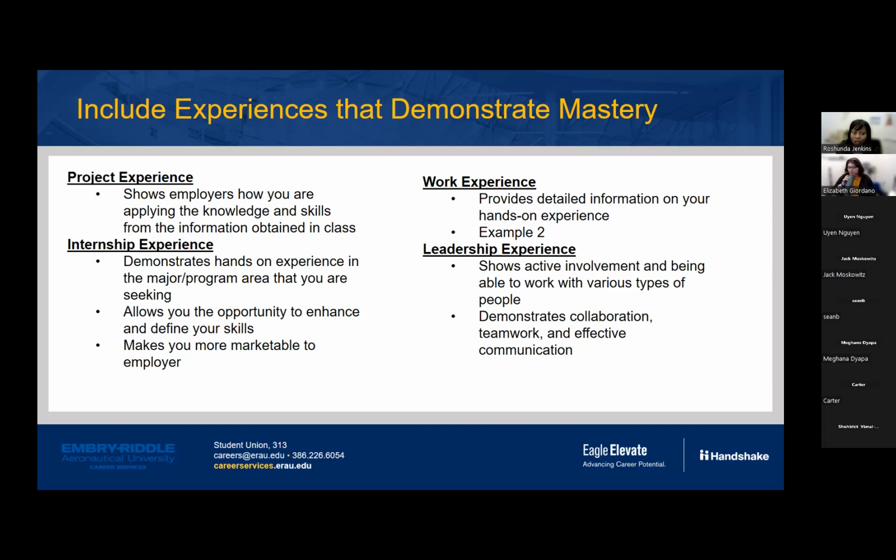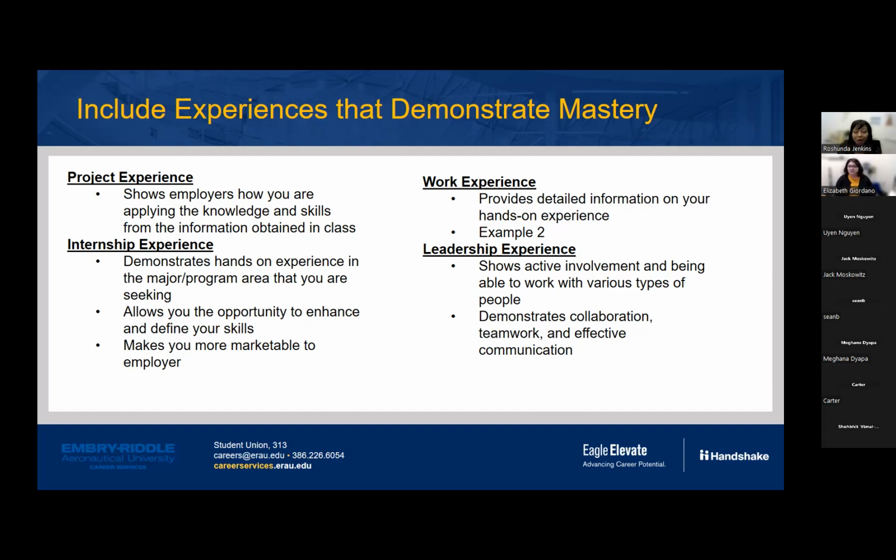Internship experience. So if you haven't had an internship, again, that's where you want to definitely include projects, but internship is going to demonstrate your hands-on experience in that specific major program area. And I would say that even if it is not a requirement or it's not mandatory for your specific degree, you still want to get hands-on experience because it does make you a more marketable candidate. All right, and it allows you, again, to enhance the skills that you're learning in the classroom and just show how you're applying those in the workplace.